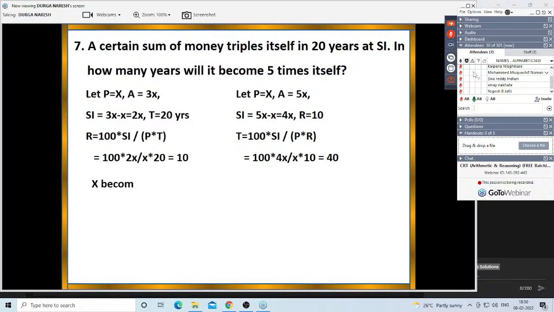Otherwise, if you want to apply the formula I just gave you: (m minus 1) by (n minus 1) into t. Here the m value is 5 times and the n value is 3 times. Minus 1 by 3 minus 1 into t, 20 years. T1 is nothing but 20.